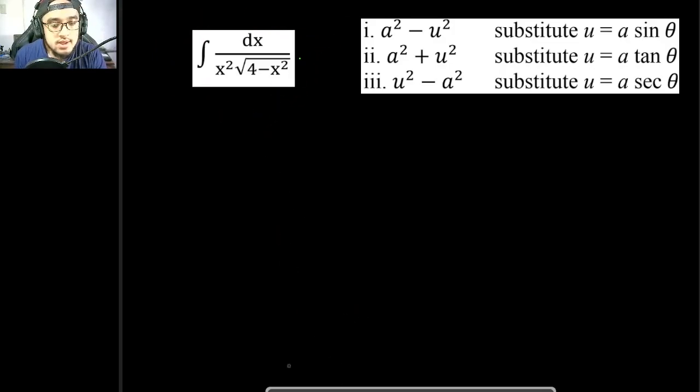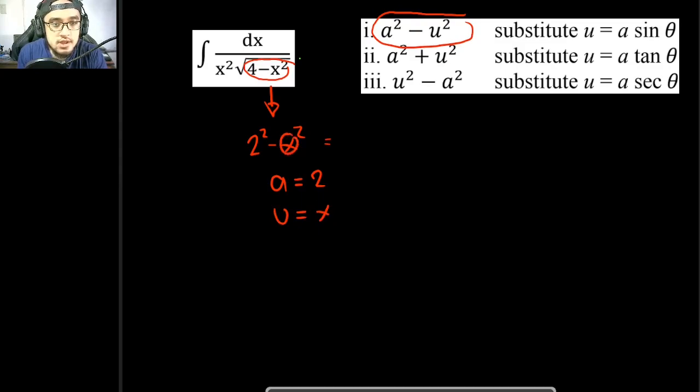Okay, so as you can see here, we have this term right here, which is 4 minus x squared. And as you can see, this is quite similar to this equation right here. So from that, I would be rewriting this term as 2 squared minus x squared. So you can see that it is basically this one right here, where your value of a is equal to 2 and the value of your u is equal to x.